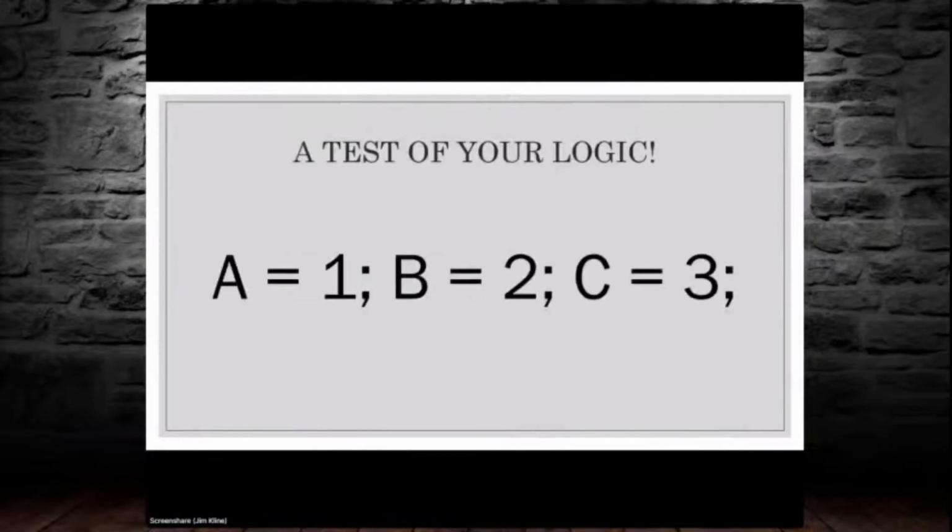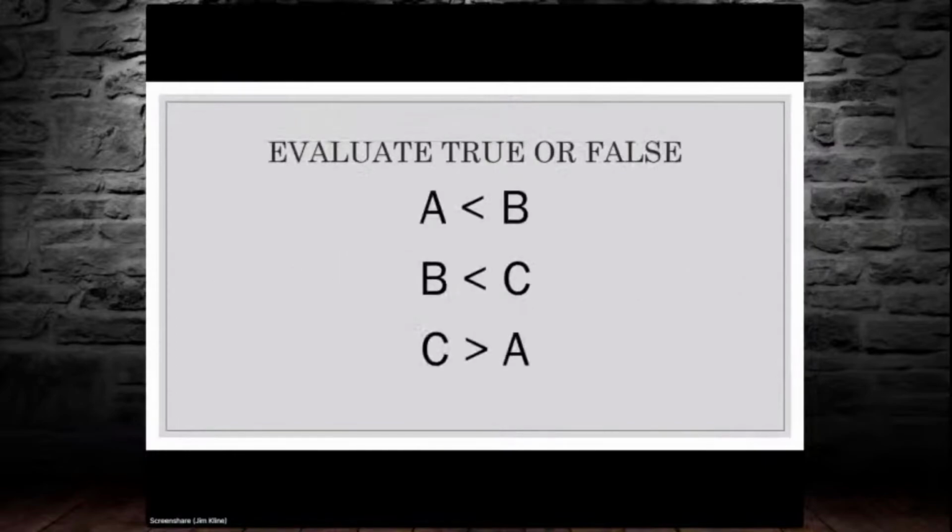No pressure here. We're just going to do a quick and easy test. So making things easy to remember, we have a 1, 2, 3 ABC relationship. So let's see how your logic works here. We're going to evaluate these true or false.